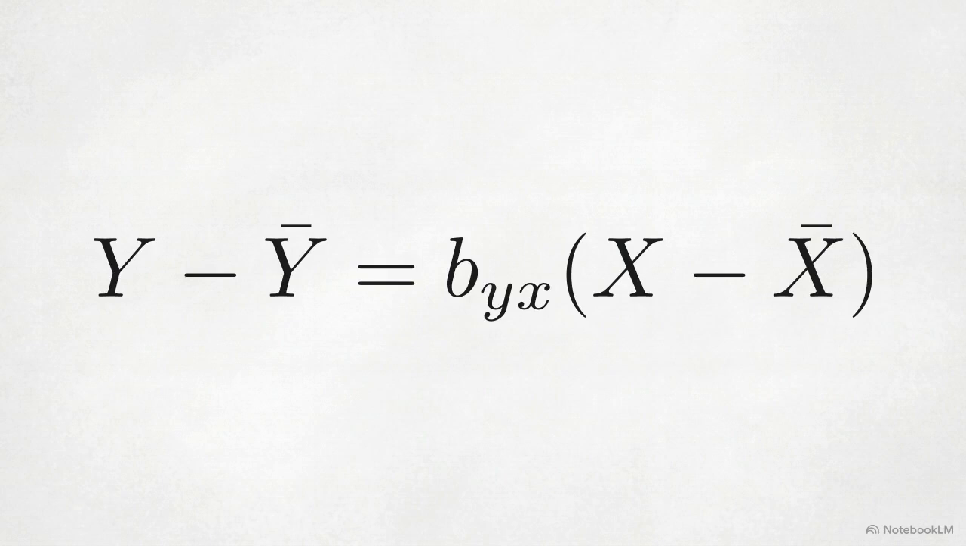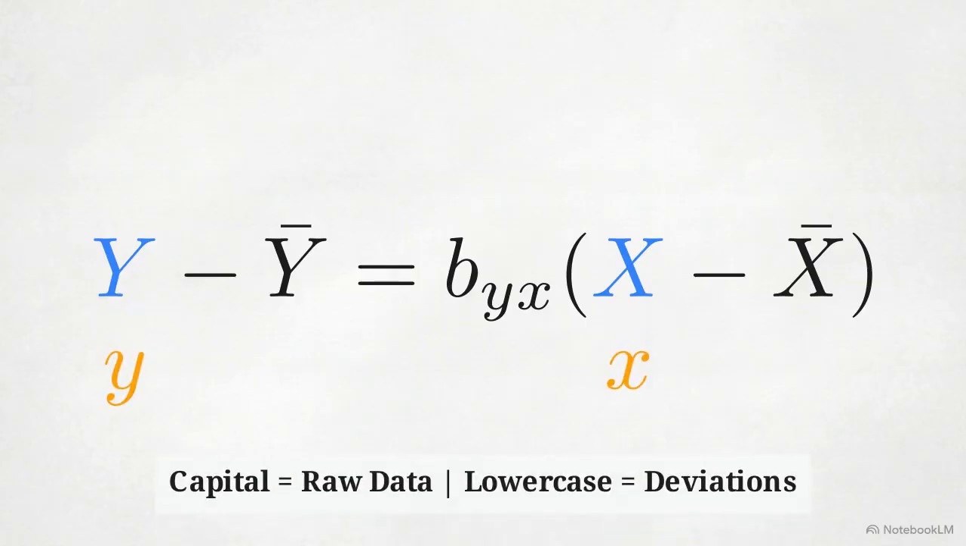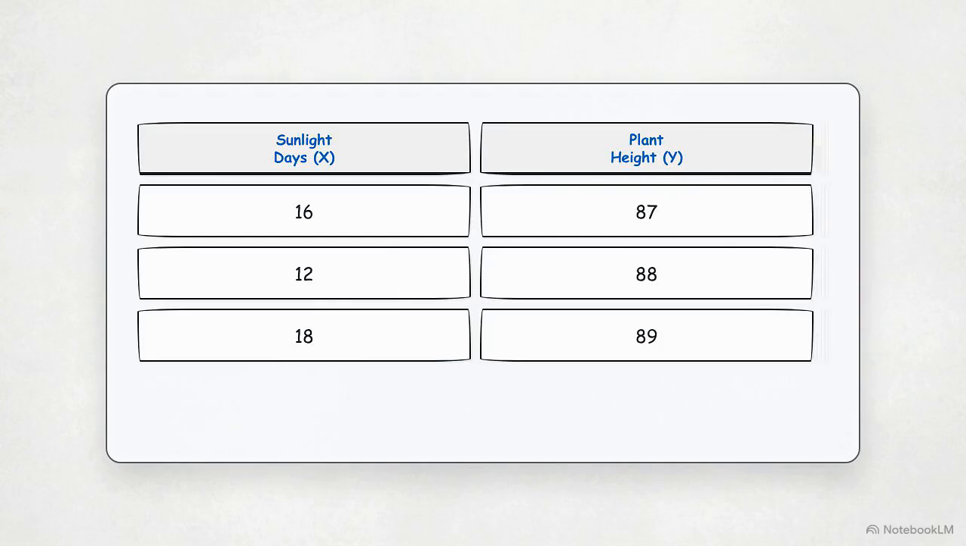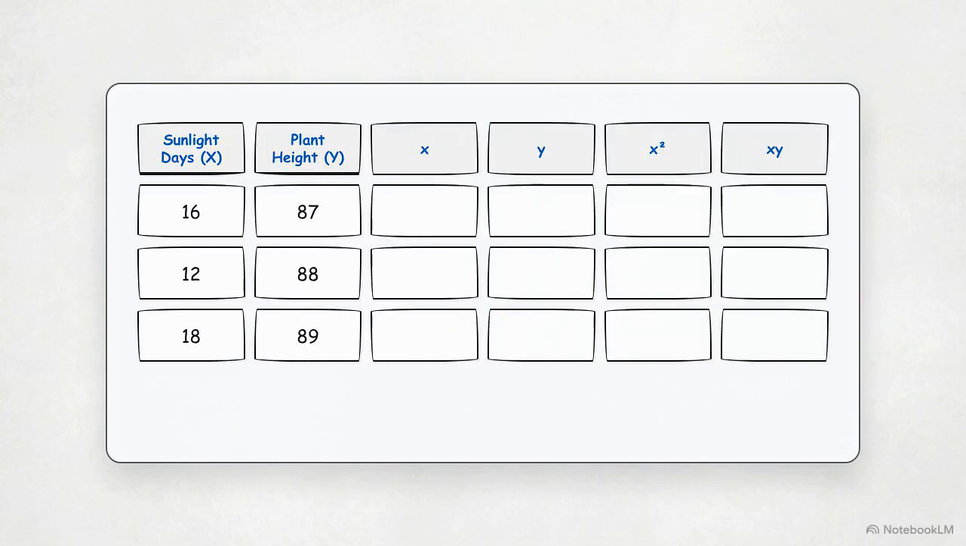Pay close attention to the notation here. Capital letters represent our raw data. The lowercase variables represent deviations from the mean. The graph proves a relationship exists. The equation calculates the exact dimensions of that relationship. To calculate the inputs for our regression equation, we expand our table.